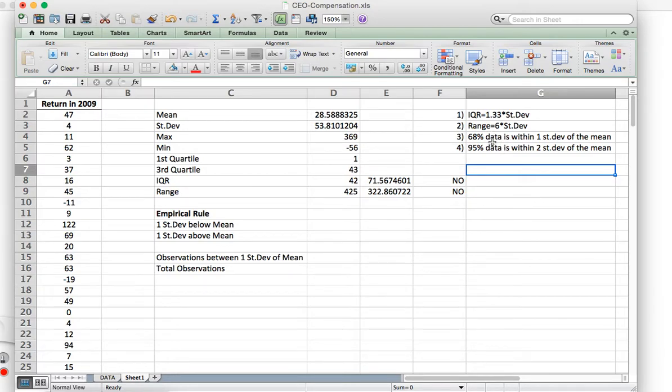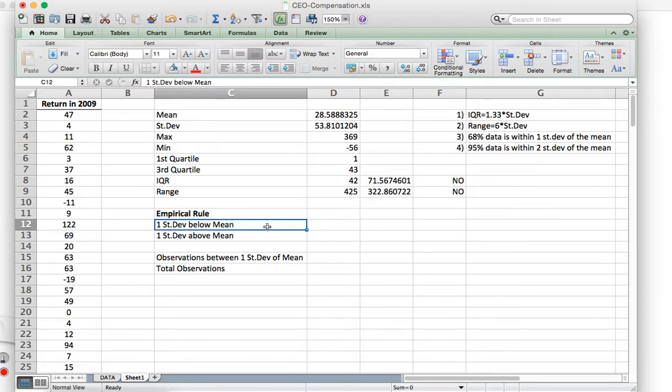To do this, I will find the value that lies 1 standard deviation below the mean, and I find another value that lies 1 standard deviation above the mean, and then I count the values between these two numbers, and then I divide this number by the total observations to see if it's equal to 68% or not. So let's do that.